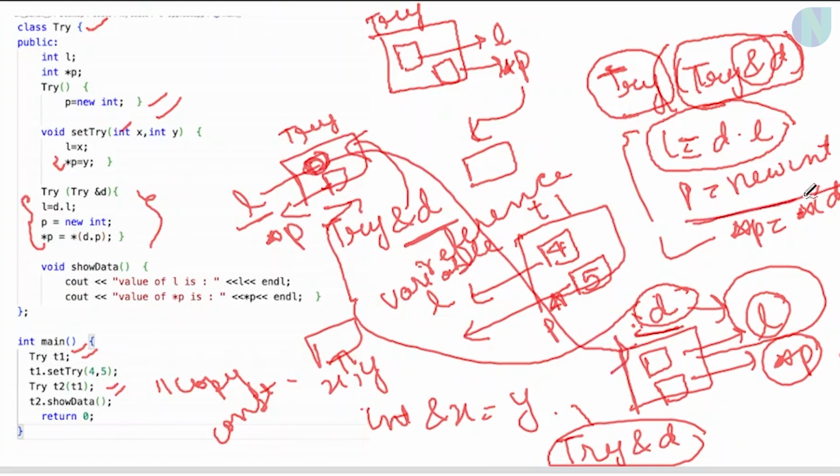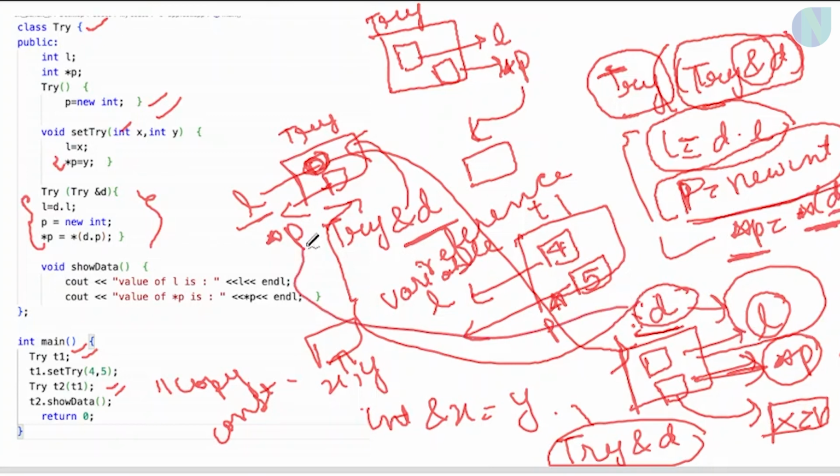Now what happens after this is the thing we should note down. So here we have created p is equal to new int. So now this particular p would be pointing to a new memory address xzv, and here star p is equal to star d dot p. So d dot p would be this, and star p would have the same value as d dot p. Now star p would be pointing to another memory address, and this particular one would be pointing to another memory address.